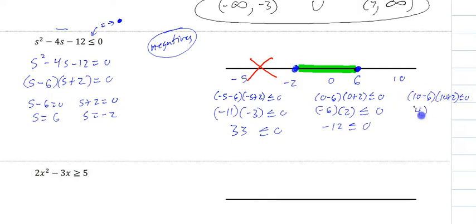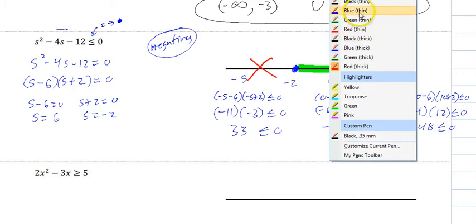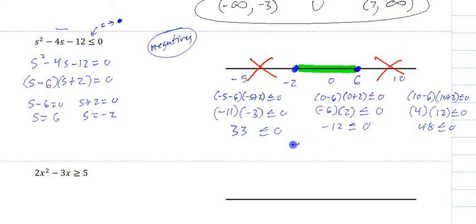So that's 4, 12, 48. And that is not good. We needed negative. So cross it off. So there it is. We've got all of our regions. We've got our answer, which is bracket negative 2, 6, bracket, because it's equal.